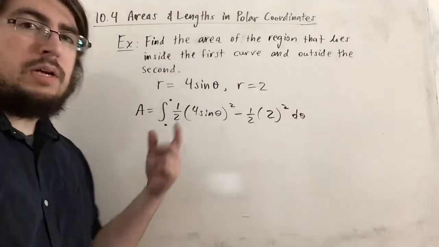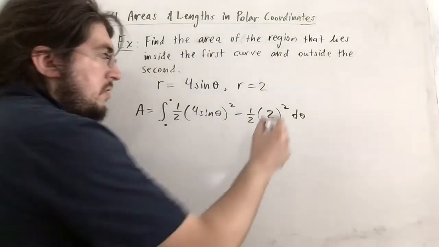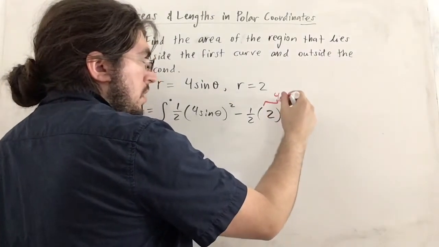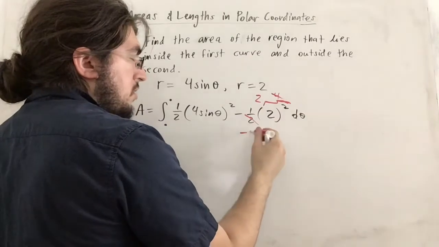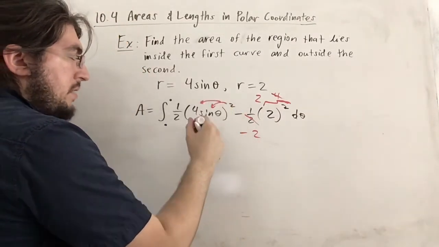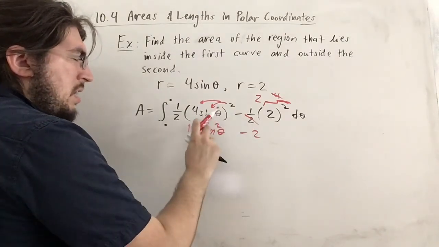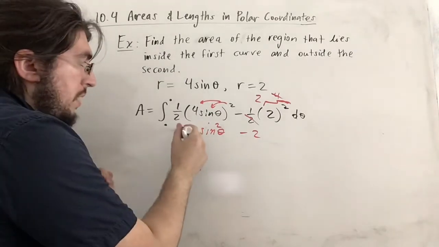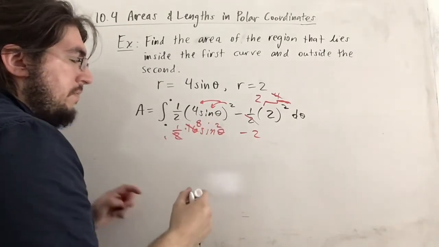Now before I find the points of intersection, we can actually deal with the integrand quite a bit here. So notice first off, 2 squared is 4, and 4 over 2 is just 2, so this is going to be minus 2. Also, when you square each of these, you'll get 16 sine squared. But then, of course, there's a 1/2 multiplied in front, so that'll actually be 8 sine squared.